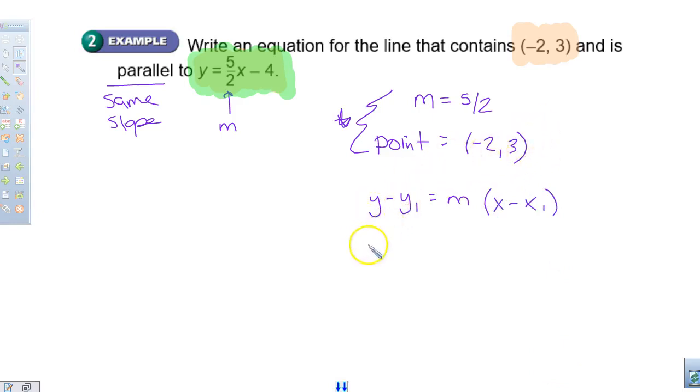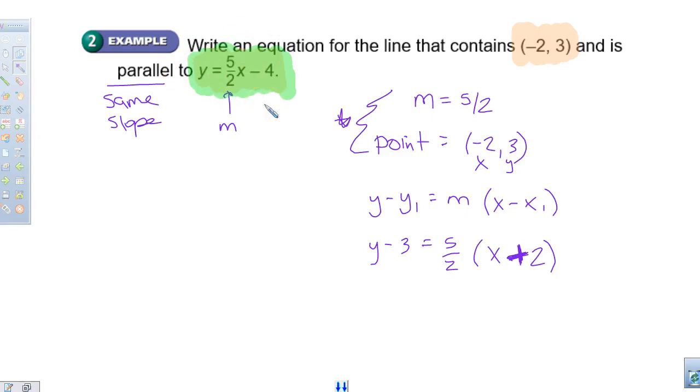For y minus y1, I'm going to do y minus 3 because my y value is 3. My m is 5/2 times the quantity x minus a -2. Those two negatives are going to create a +2, so I'm going to go ahead and make a +2 right off the get-go. We put it in point-slope form because we were given the point and the slope.